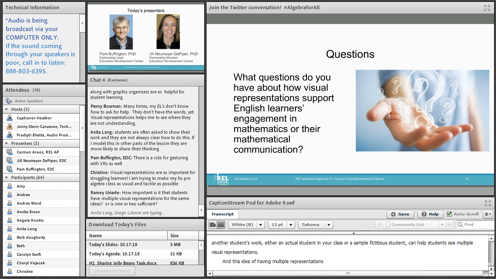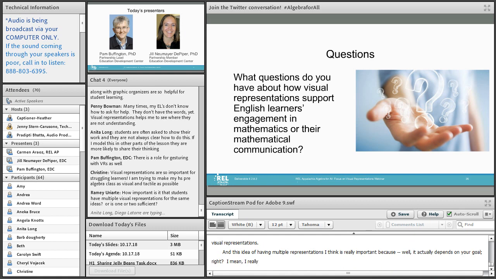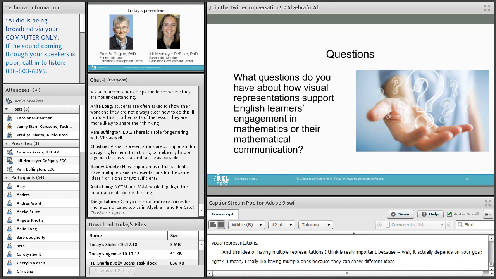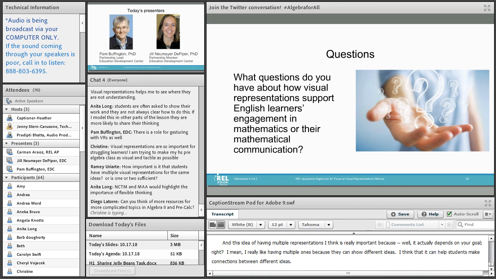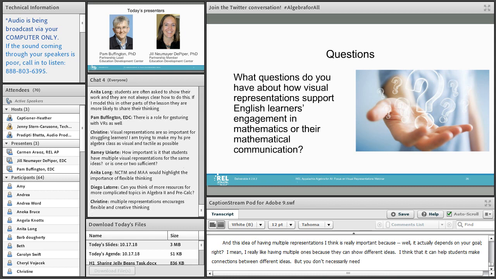And this idea of having multiple representations, I think, is really important because, well, it actually depends on your goal, right? I really like having multiple ones because they can show different ideas. I think that it can help students make connections between different ideas, but you don't necessarily need a showcase of visual representations that's like a show and tell. You don't just need students presenting them and moving on. The idea is that you want them to be compared. So it helps for students to have different visual representations and compare them. Like, what do we notice is similar? What is different? And so multiple representations can encourage flexible and creative thinking.